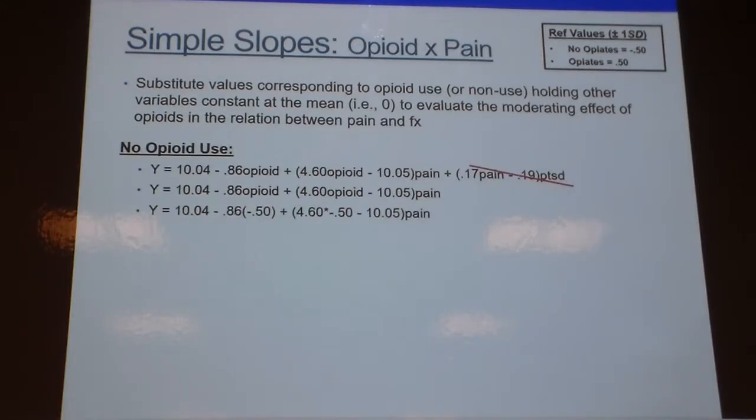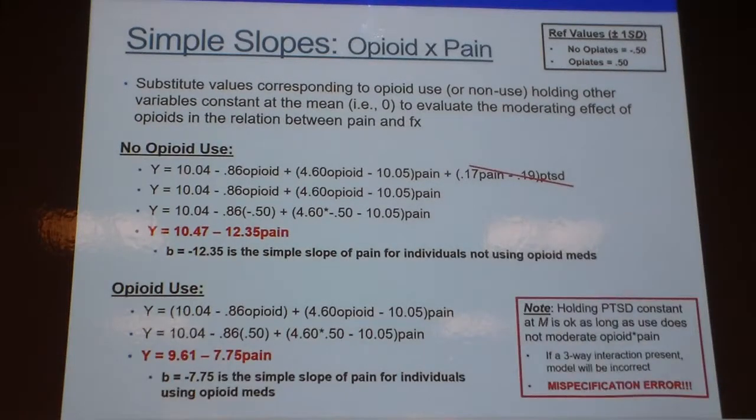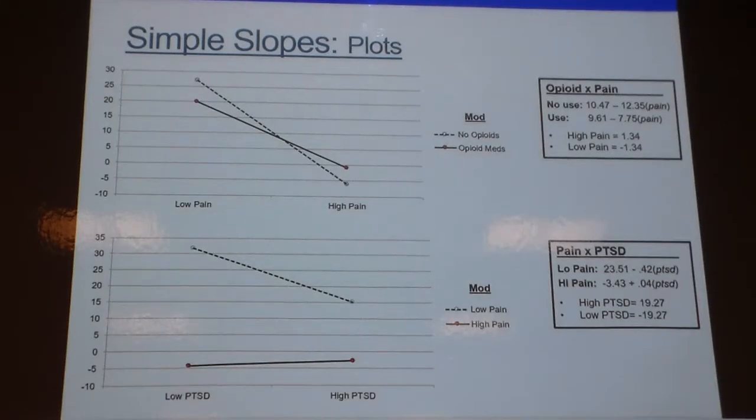Same thing, we can do the same thing with opiate use. We can do all this by hand, right? And we see that it appears that we have a stronger negative relation between pain and functioning for people who aren't using opiates compared to people who are using opiates, okay? And then we always want to go through and plot these out, right? And we see that here we have two what appear to be negative relations. As pain increases, functioning decreases, but it looks like that relation is stronger for people who aren't taking opiates as compared to those who are.